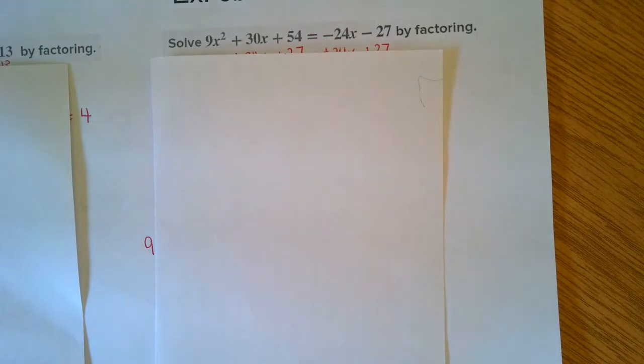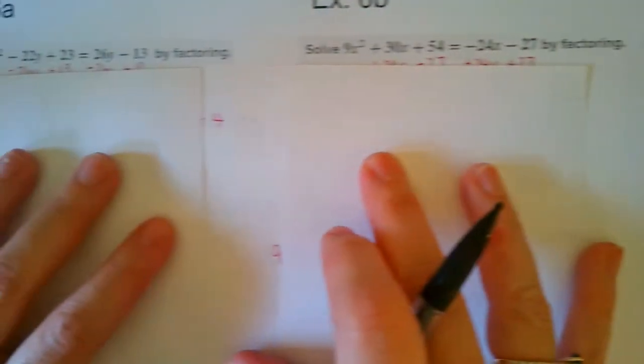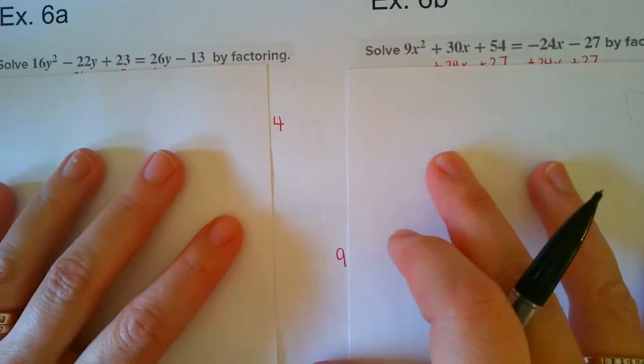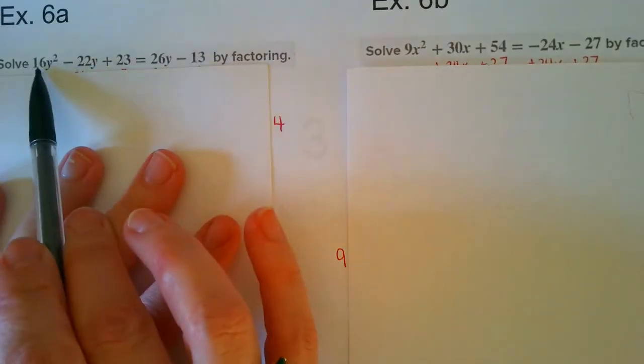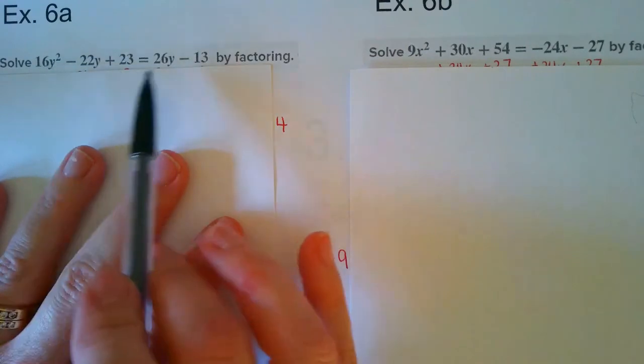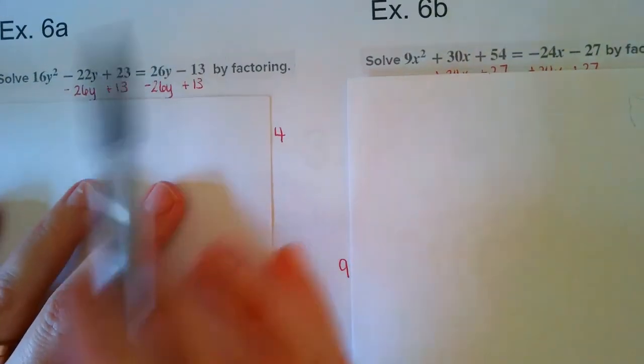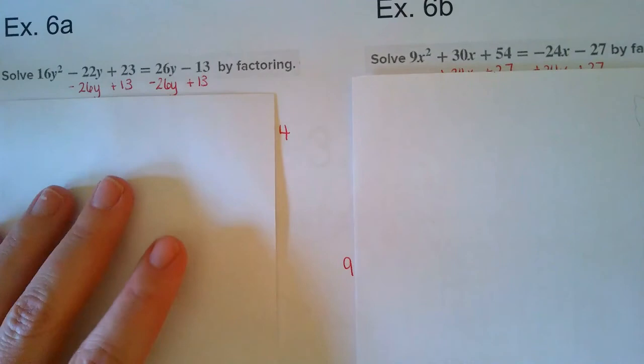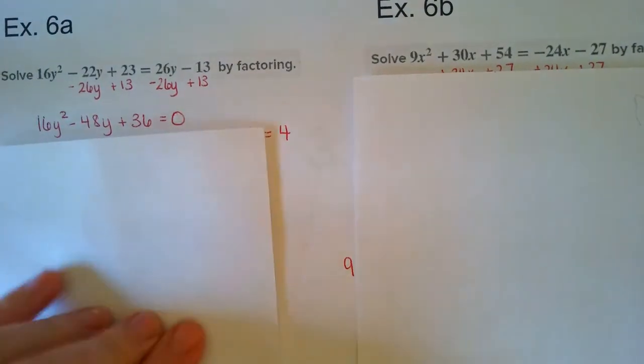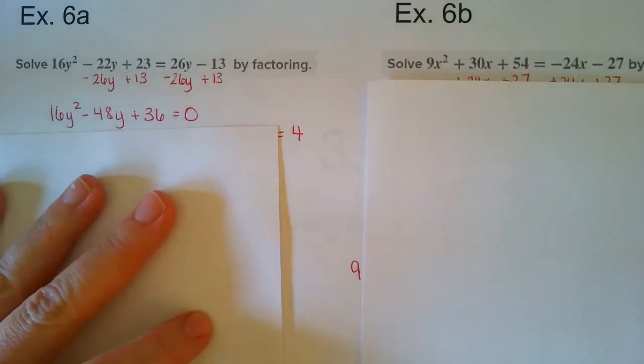Okay, continuing on, so you can see what these guys look like. Still the same as before, move everything to one side. I want to keep this x squared positive, so I'm going to minus my 26y and add my 13 over to its like terms. So this is my equation that I have so far.